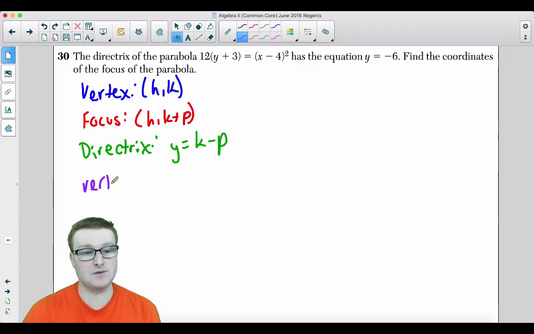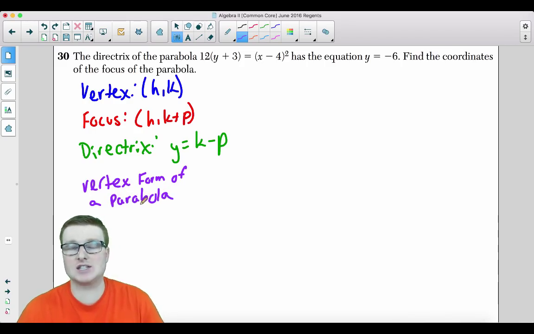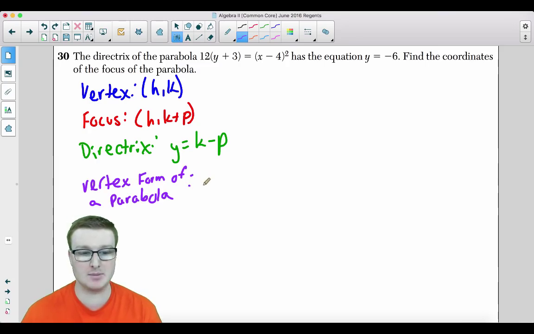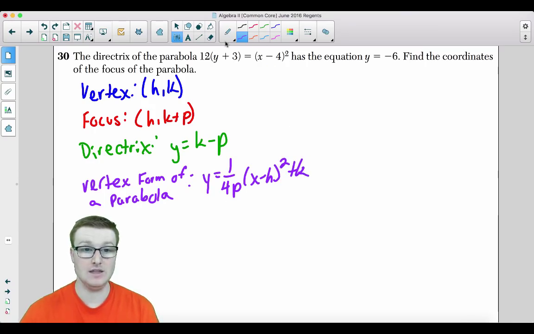And the vertex form of a parabola, which you learned this year, you barely learned it in Algebra 1. You only learned ax squared plus bx plus c. But the vertex form of a parabola is y equals 1 over 4p times (x minus h) squared plus k.